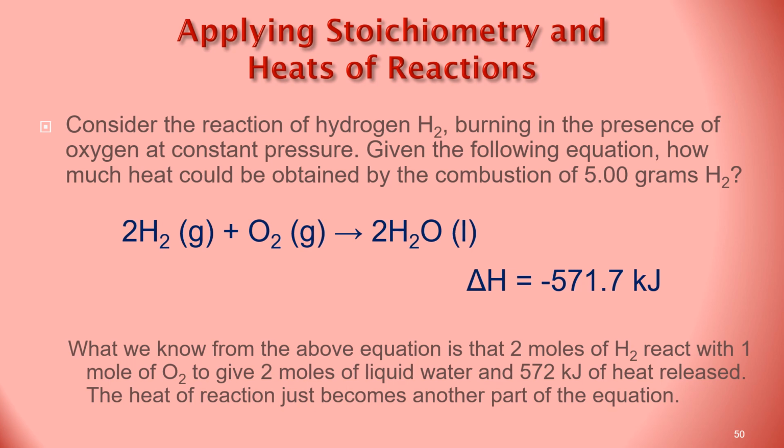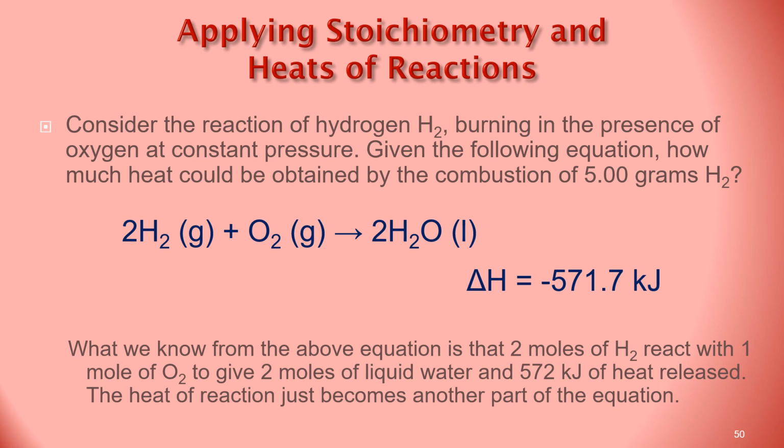But now the question is, how many grams? How much heat will be given off if we react 5 grams? So we just have to do a few conversions. First of all, we have to figure out how many moles 5 grams of H2 is, and then we know, just like we had before, that for every 2 moles, hydrogen gives off negative 571.7 kilojoules. So it's just an additional layer to our stoichiometry.